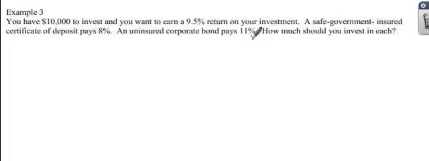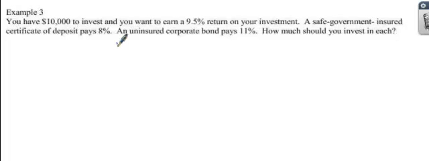Well, a lot of people, their quick response would be, well, invest it all at 11%. But the 11% amount is not necessarily 100% safe like this certificate of deposit is. So if your goal is to get a certain amount of money total or a certain percentage total, you don't want to invest any more at the unsafe amount than you have to. So let's see what we're going to do here.